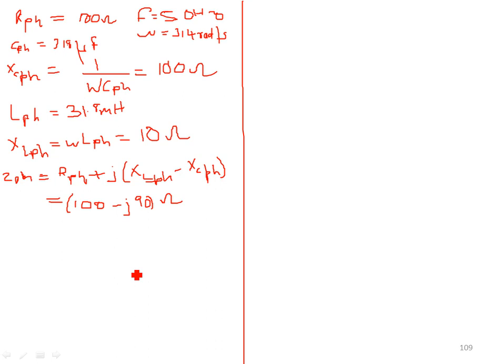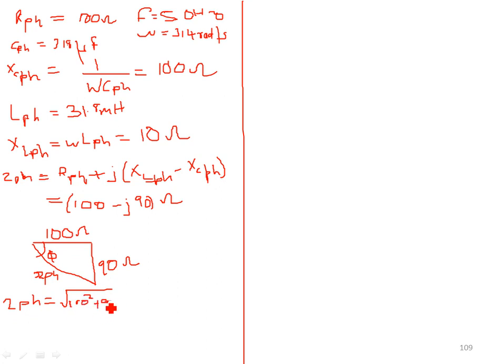Now we have found the impedance per phase. The next step is to draw the impedance triangle. In the impedance triangle, 100 will be on the real axis and 90 ohm will be on the negative y axis. This is Z phase, and this is the angle phi. Z phase is the root of 100 square plus 90 square. That comes to 134.5 ohm.